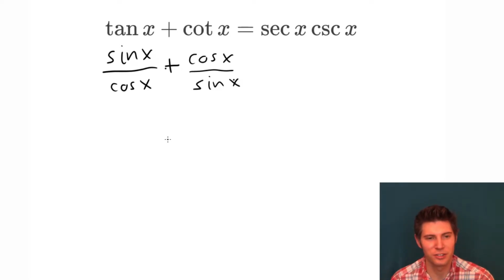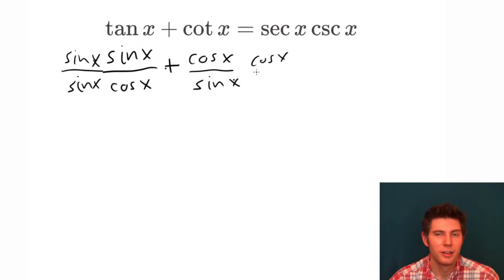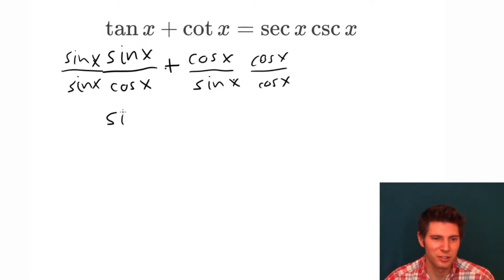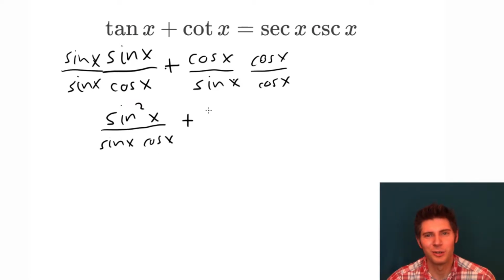We have two fractions with different denominators. So we want a common denominator. And the common denominator here is going to be sine cosine. We're going to multiply top and bottom of this by sine and top and bottom of this one by cosine. So sine x times sine x is sine squared x over sine x cosine x plus, and cosine x times cosine x is cosine squared x over, and then sine x cosine x.